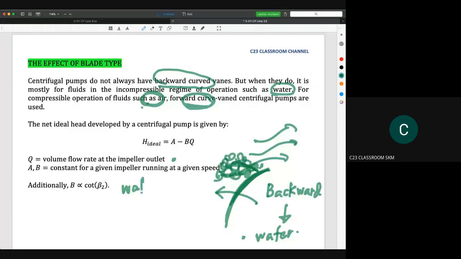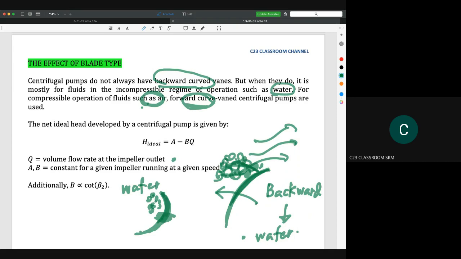If you use water with a forward blade like this one, you will find that the water will be trapped at this region, and because water has high density and high viscosity, it is heavier compared to gas. So it will put a lot of burden on this blade, and the consequence is the blade can be broken here. That's why we don't use forward blades for water, for liquid.